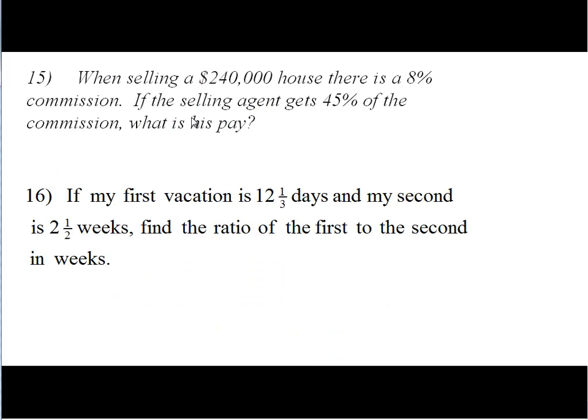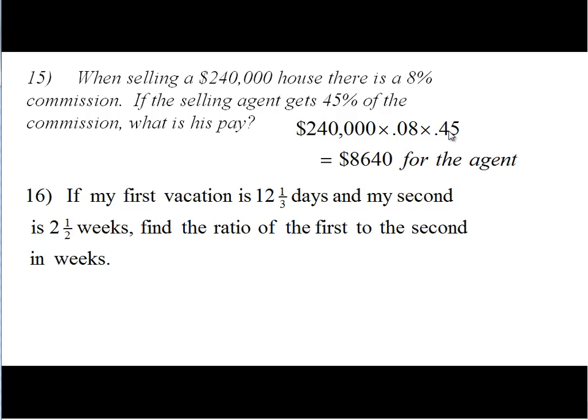15. You're going to sell a $240,000 house. There's an 8% commission. Then the agent gets 45% of that commission. The agent usually doesn't get all the money, they just get a part of it. So you take 240,000 times 0.08, that's the commission. And then the agent gets 45%, so it's times 0.45. First you convert and find the commission, then take 45% of that.